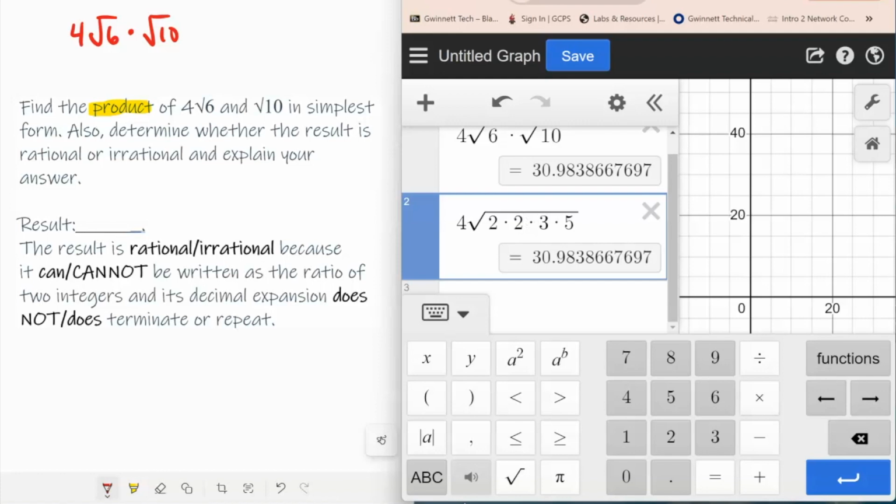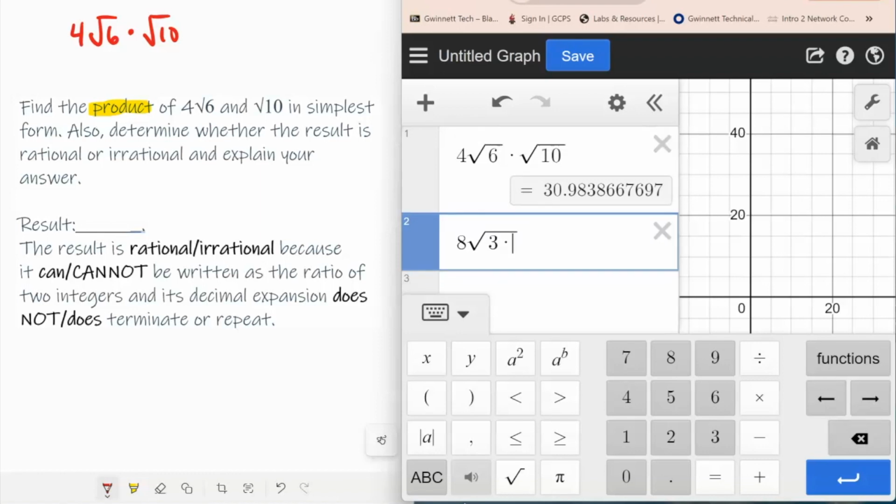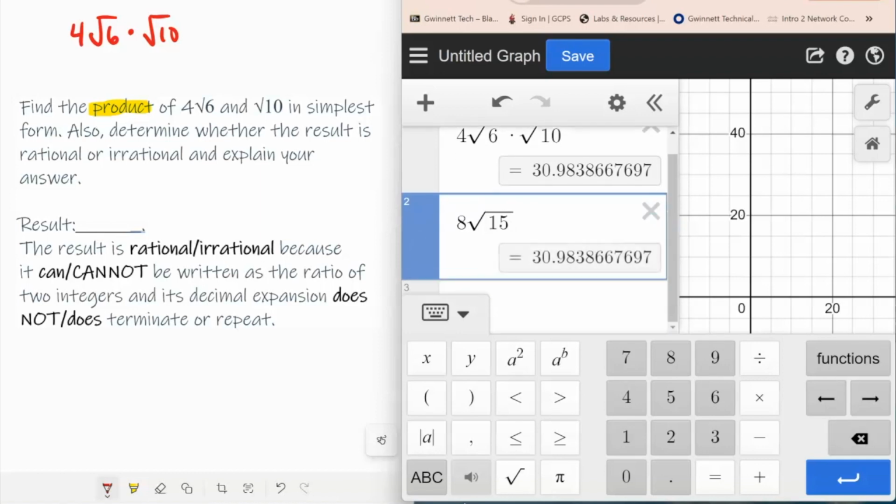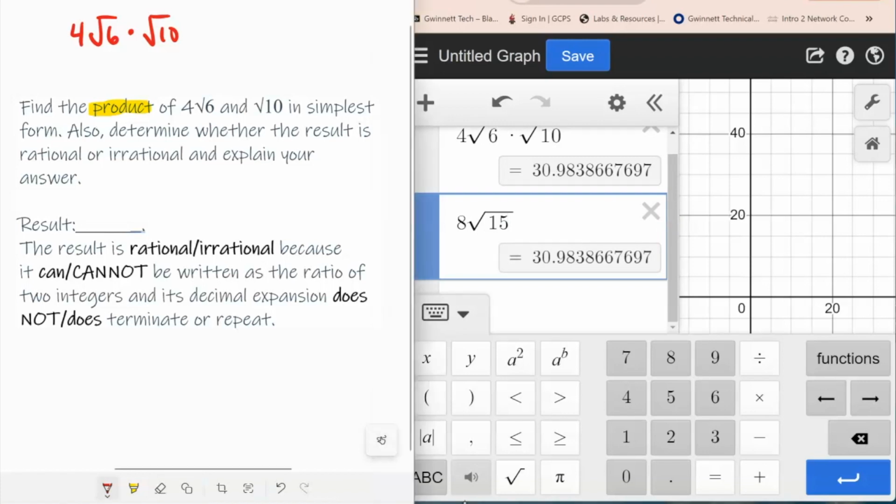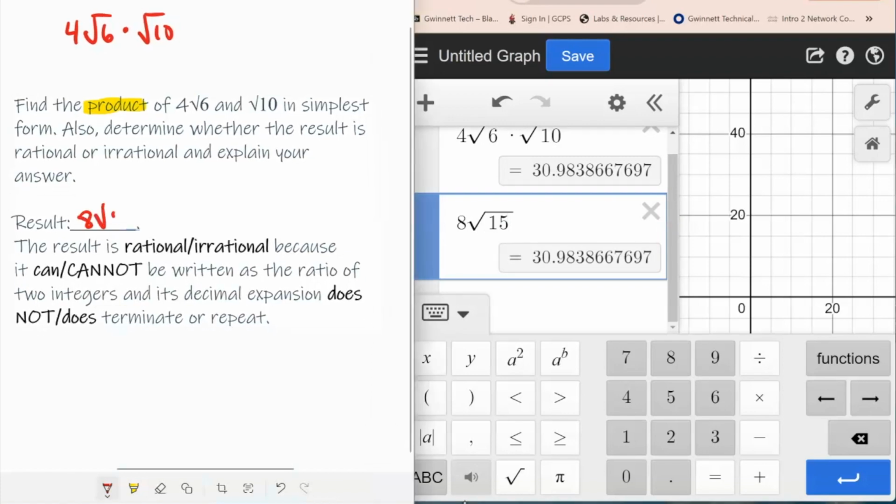Do you see any books? Yep, I see a book of 2. So we're going to take that book outside. Am I still okay? I am. The numbers are still matching. 4 times 2 is 8. And do you see any more books in here? No, so we're done. So all we have to do is combine that. So 3 times 5 is 15. So you see the numbers are still matching up. So this result is 8 radical 15.